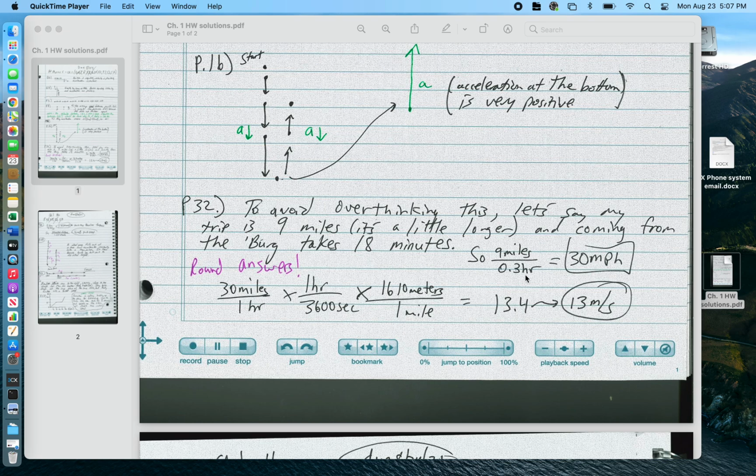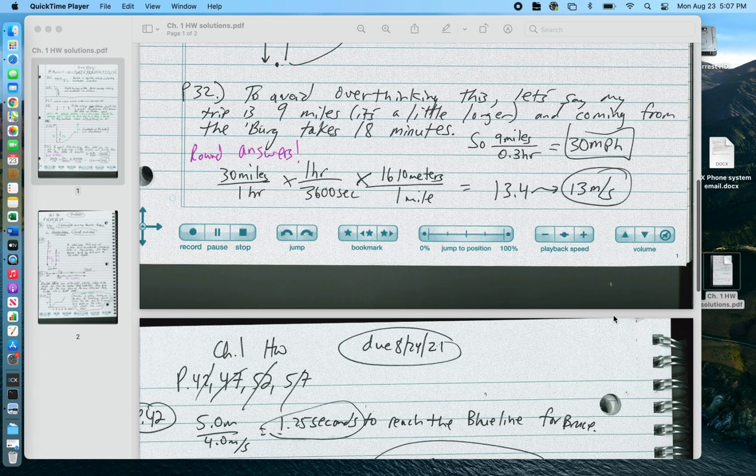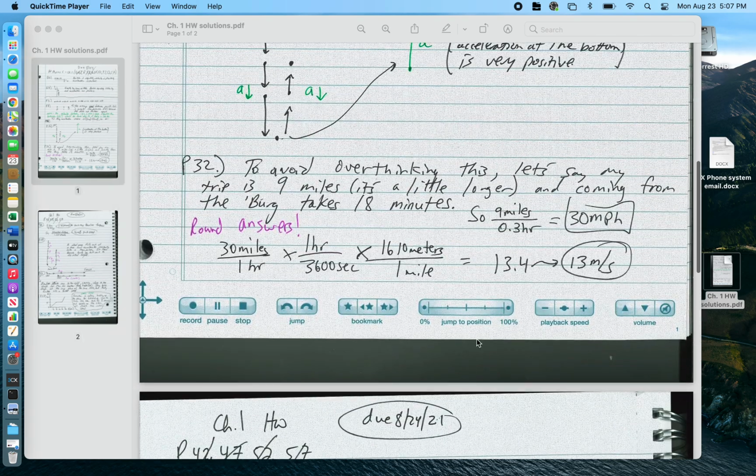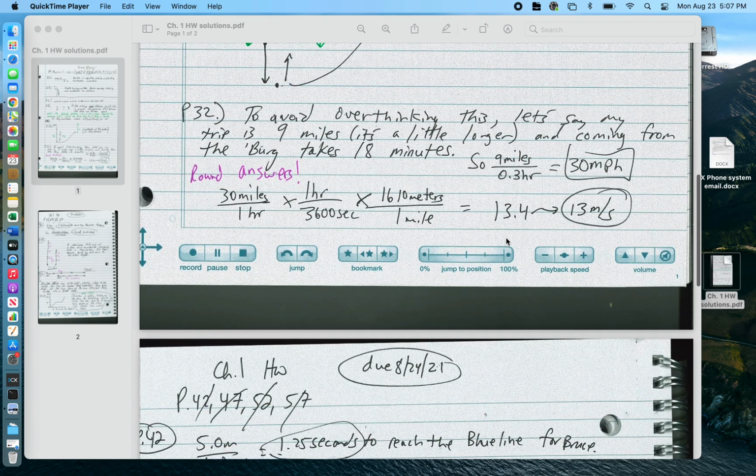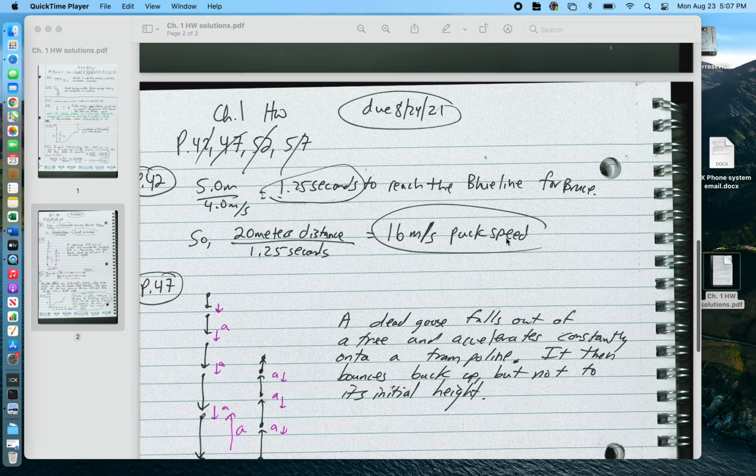So 30 miles per hour. 18 minutes is 0.3 hours. Notice I'm doing the factor label conversion here. I'm showing you how I get from miles per hour to meters per second. It's about 13 or 14 meters per second. We don't want a bunch of decimals with these answers because they're quite uncertain. Obviously, your trip to school day to day can vary a few minutes.